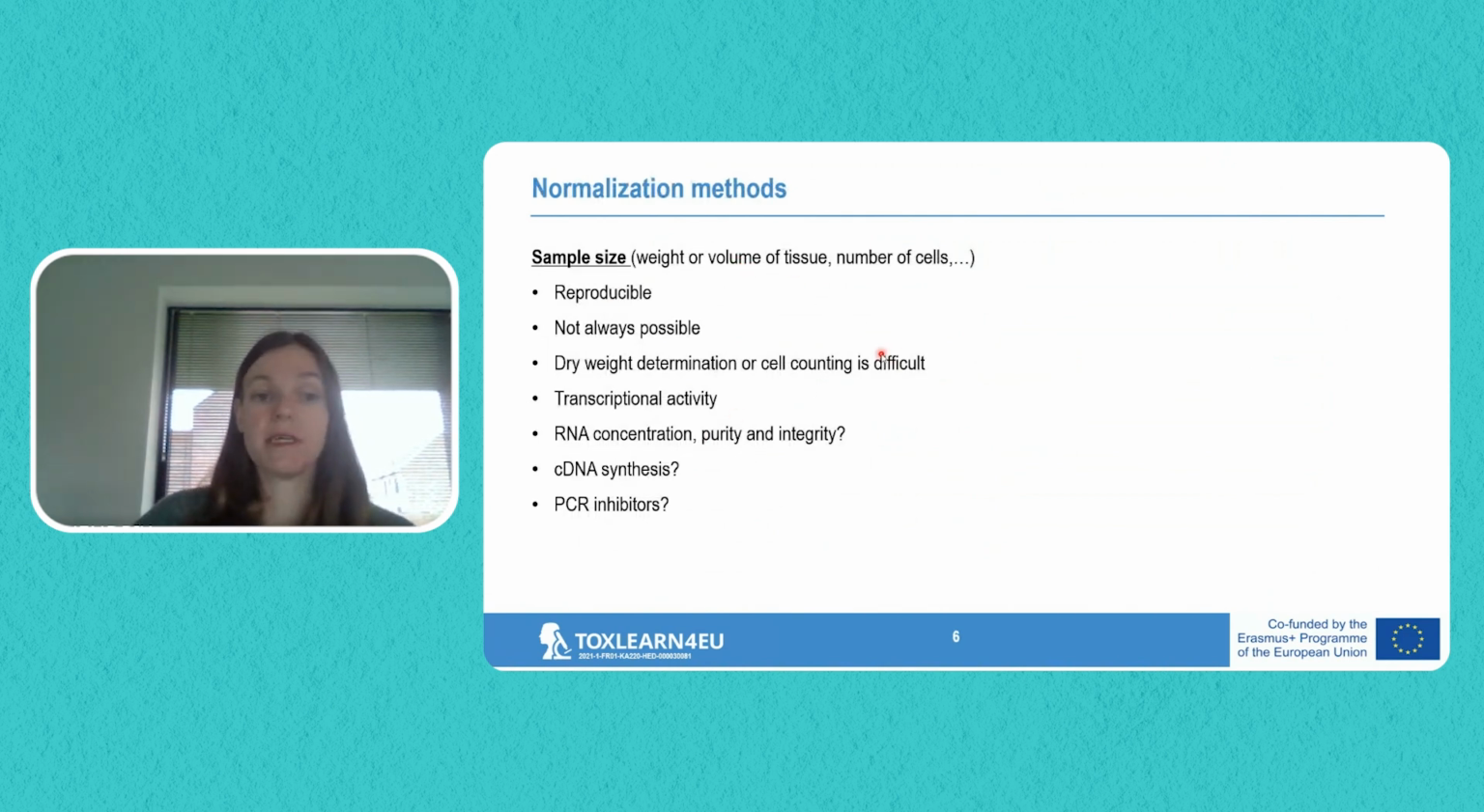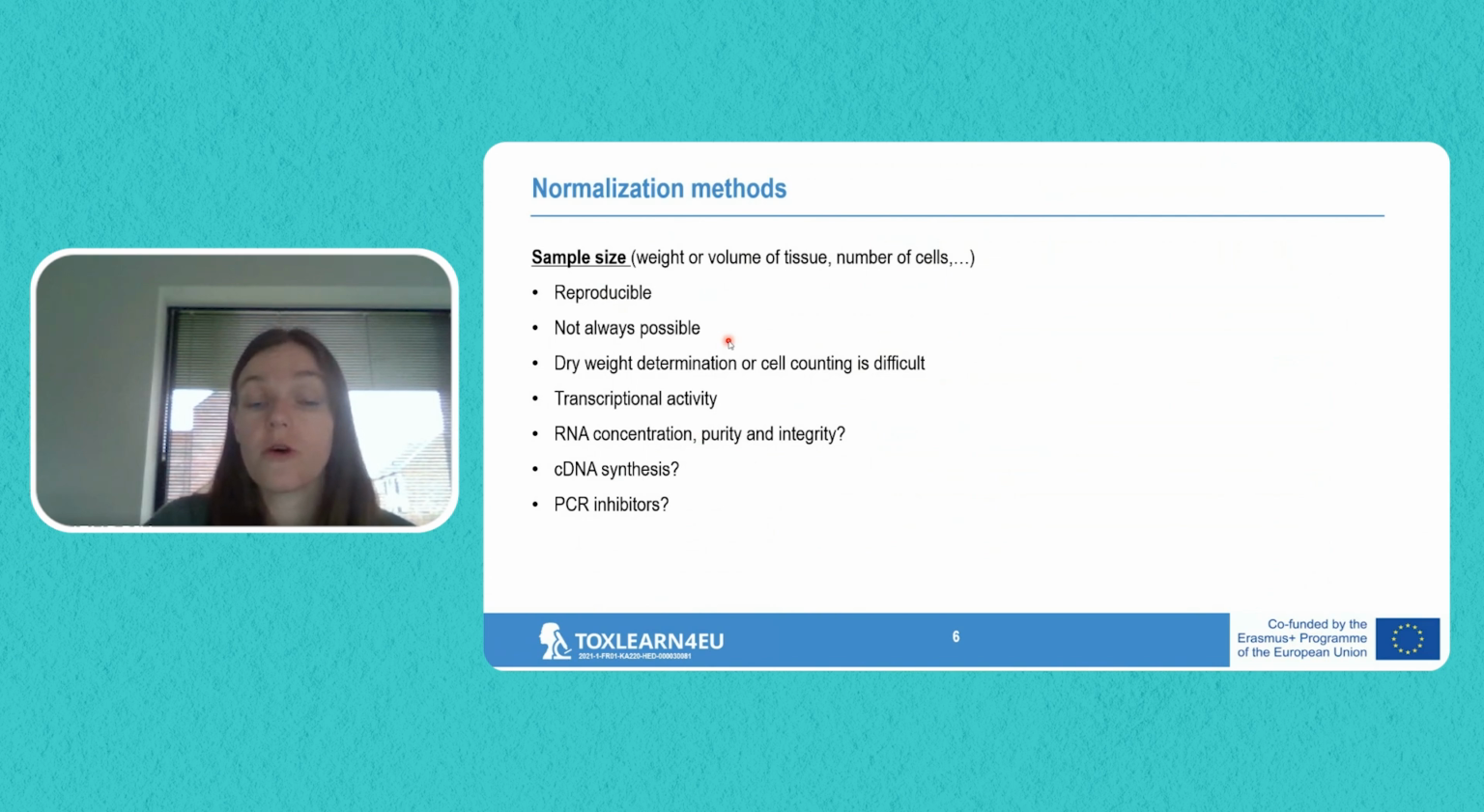Starting off with sample size. So this is one of the potential normalization methods. Normalizing against sample size means that you will take into account the weight or the volume of the tissue that you used, the number of cells that are inside the sample, or something else. An advantage of this is that this is quite reproducible. So you can weigh, for example, each of your samples and then normalize against that sample weight.